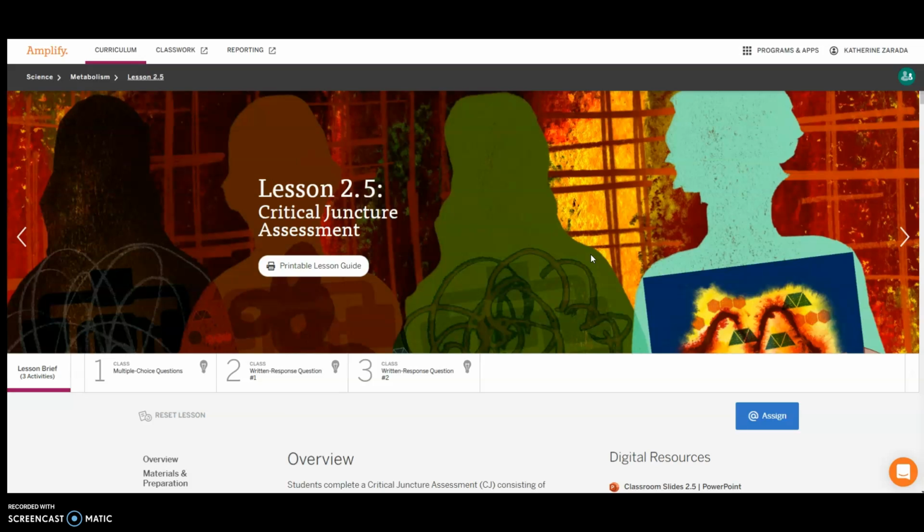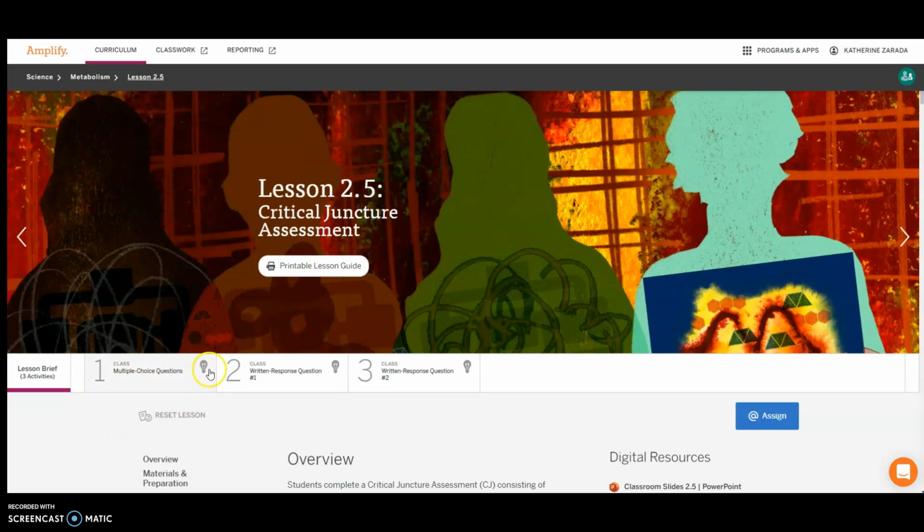So you usually have the test at the beginning, the middle, and the end. So this is going to be our middle critical juncture. This is going to help us know how much you have already learned. Hopefully with you getting your mastery checks and doing well on those, you should know most of these things.